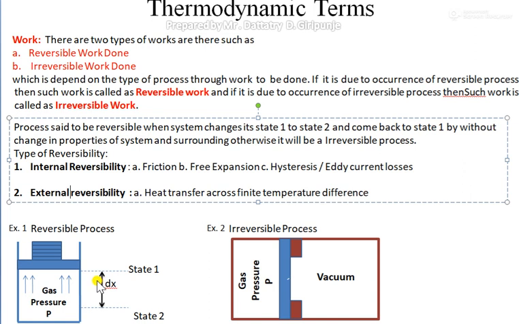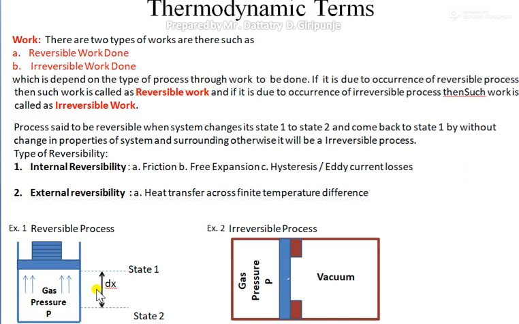Okay, and if a temperature difference is also there, in that circumstance, if our boundary is insulated, then we can restrict the heat transfer between system and surrounding. So two things you have to remember: a system may be externally reversible only when the boundary is insulated, or if there is a very negligible temperature difference present between system and surrounding.